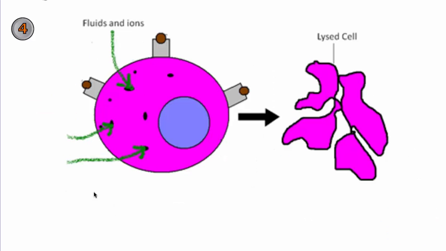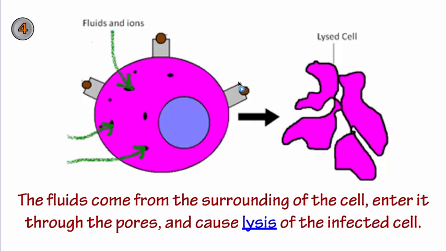Now, after this, the fluid surrounding the infected cell will enter quickly into the cell through these pores, and this will cause the cell to explode, to lyse. Our cells are all surrounded by fluids and ions, and they will enter quickly due to the difference in pressure. The pressure outside the cell is much stronger than inside of it. They will enter quickly, and the infected cell will explode just like a balloon. It will be lysed and it will be dead, of course.